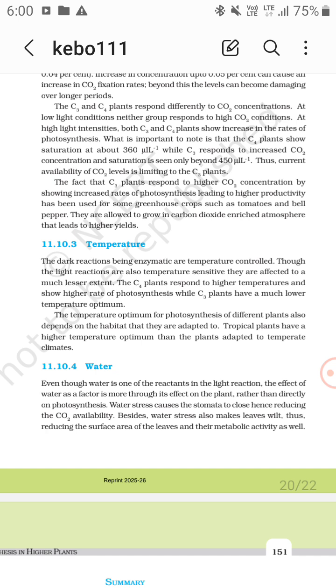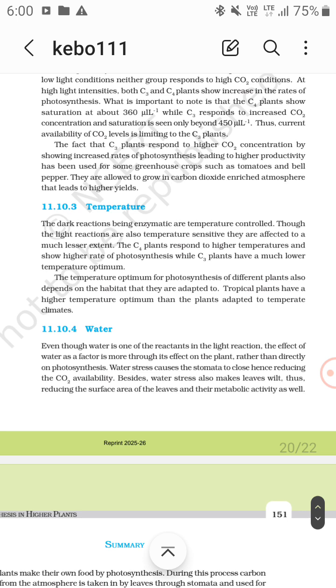Okay, now the temperature optimum for photosynthesis of different plants also depends on the habitat. Tropical plants have a higher temperature optimum than plants adapted to temperate climates.